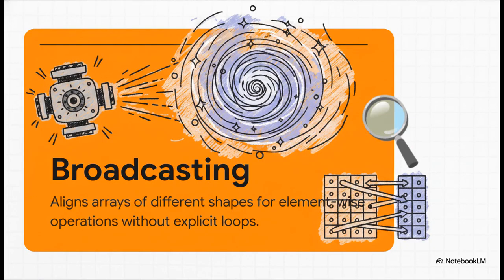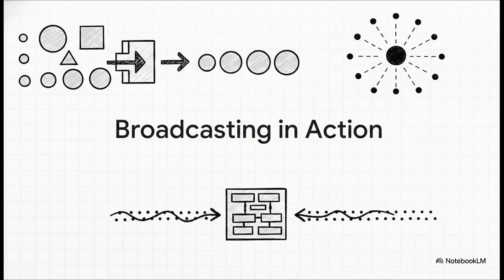Okay, so if vectorization is the powerful engine, then broadcasting is the magic that lets that engine work on really complex problems. It's basically NumPy's smart set of rules for handling math between arrays that have different shapes. It cleverly stretches the smaller array to match the bigger one, but without actually using up more memory to make copies. It's genius. And here's the thing, you're probably already using broadcasting all the time, maybe without even realizing it.